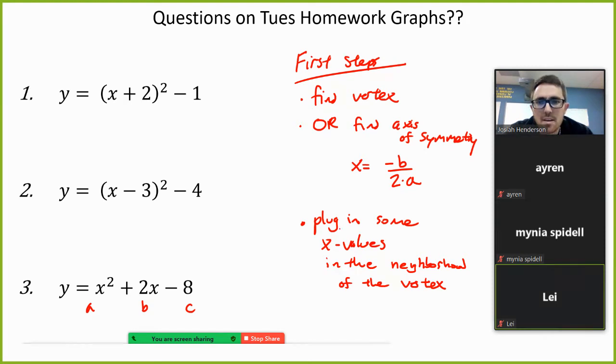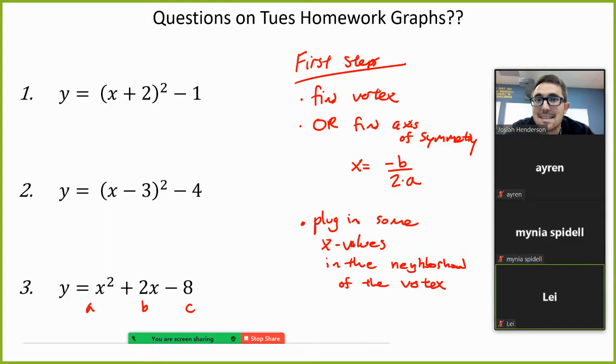When we plug in our x values, we're not just plugging them in and walking away, right? We're plugging in a couple x values, solving it for y. So that's what I mean when I say plug in some x values. We're going to plug in a few numbers for x and then solve it for y, and we're getting a few points. So let's look at number 1.